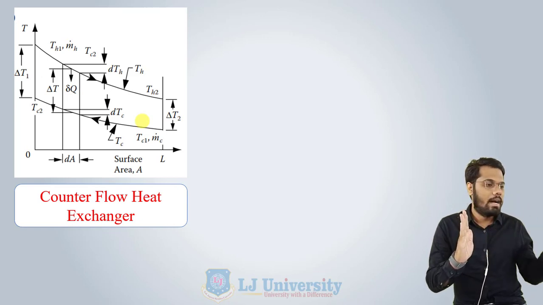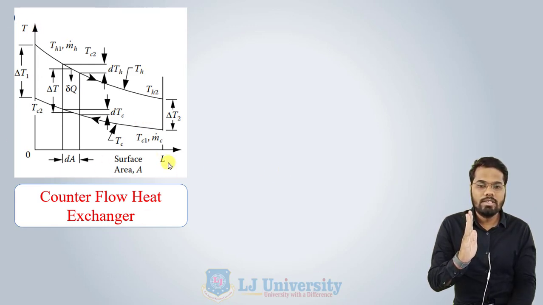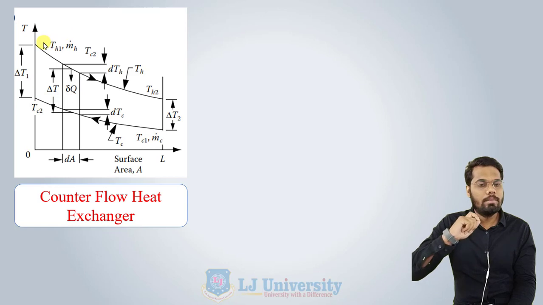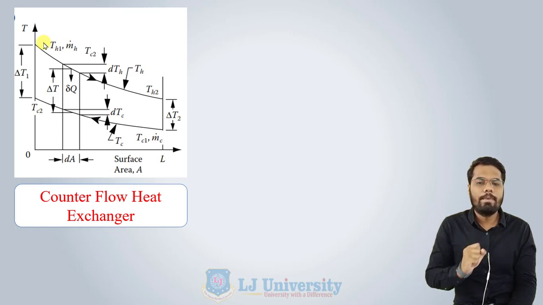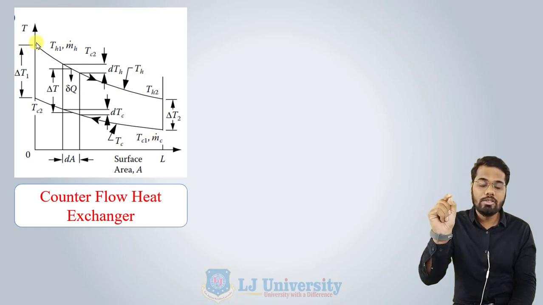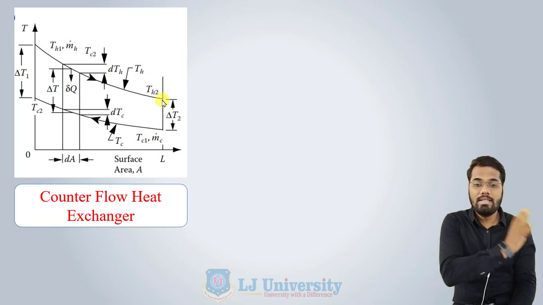The temperature at the outlet for the hot fluid is going to be TH2. As you can see in this figure, this is our x axis for the surface area, this is our y axis for the temperature. So the inlet temperature of the hot fluid is going to be the maximum temperature among the 4 temperatures of the fluid. So TH1, the maximum temperature, as you can see, this is TH1, the entry point temperature of the hot fluid. TH2, the exit temperature of the hot fluid at the right side.